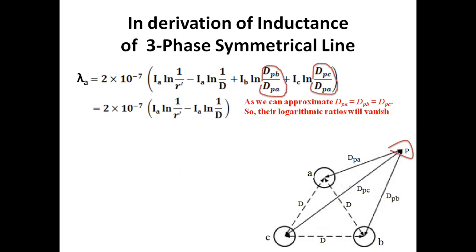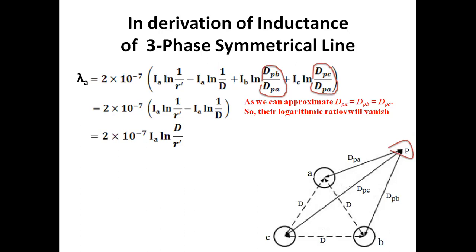So finally what you have is 2 into 10 to the power minus 7 IA ln 1 by R dash, the effective radius of the phase conductor, minus IA ln 1 by D, where D is the distance from the other phase conductors B and C. So here the dPA, dPB and dPC terms will vanish.